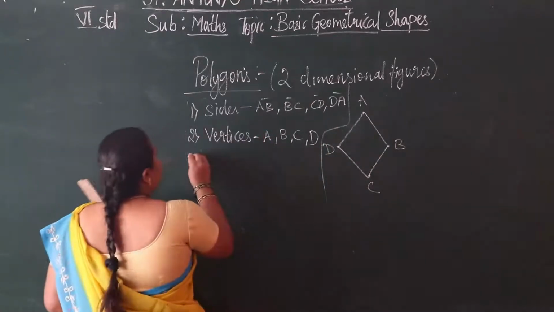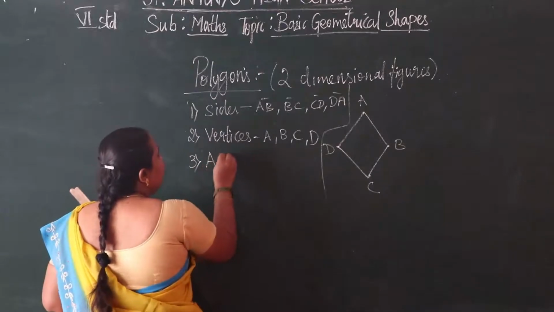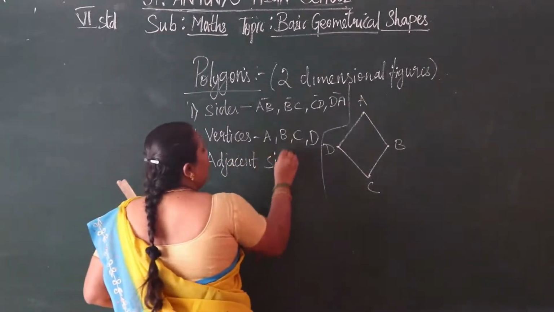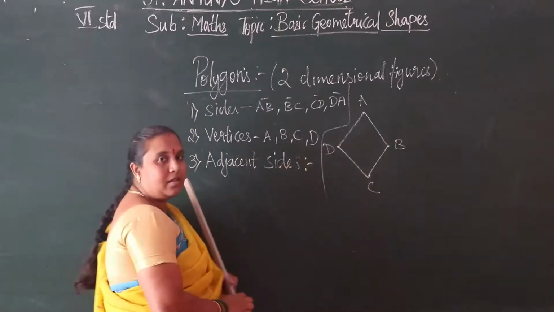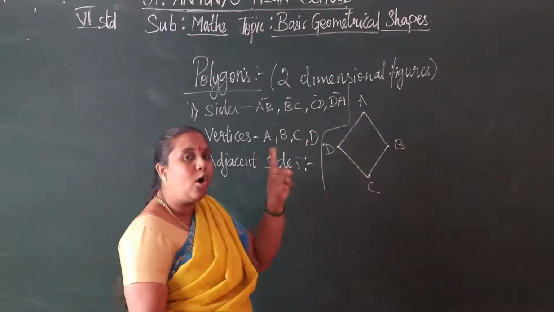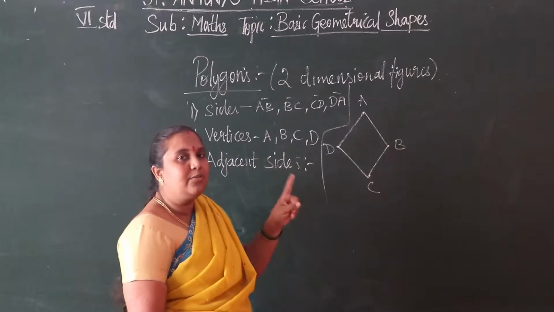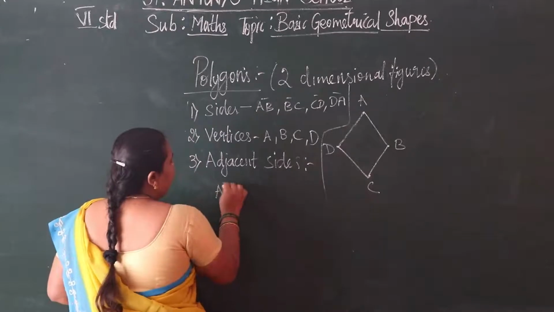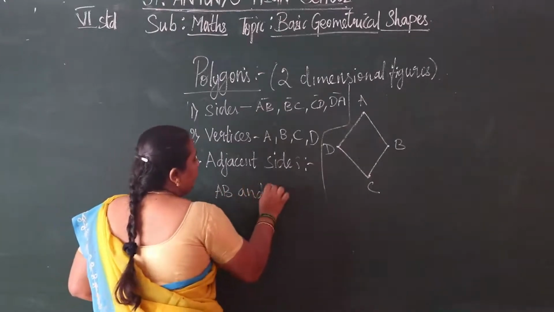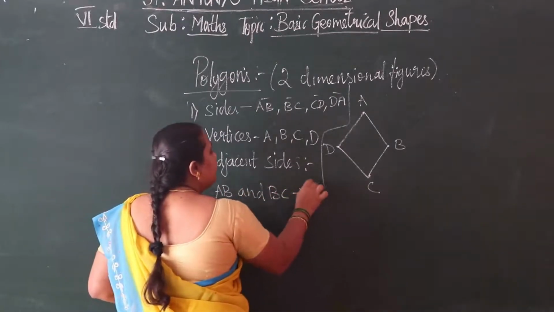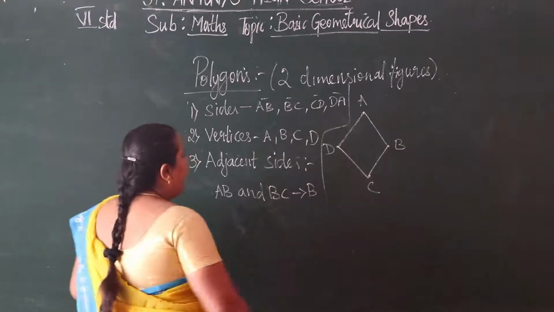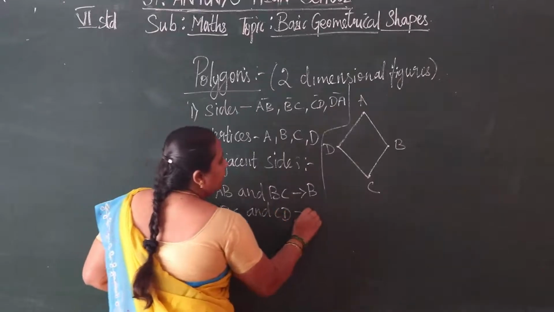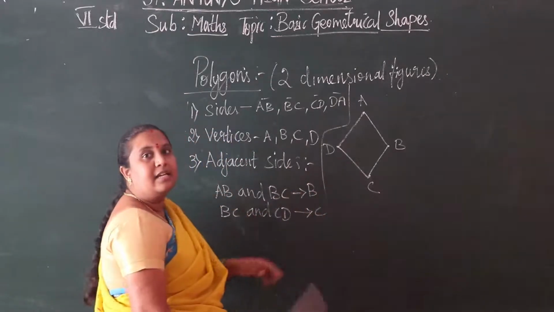Now first, what are we writing? Adjacent sides. So what are adjacent sides? Two sides having a common vertex, that we can say are adjacent sides. See, AB and BC have B as the common vertex, and BC and CD have a common vertex C.